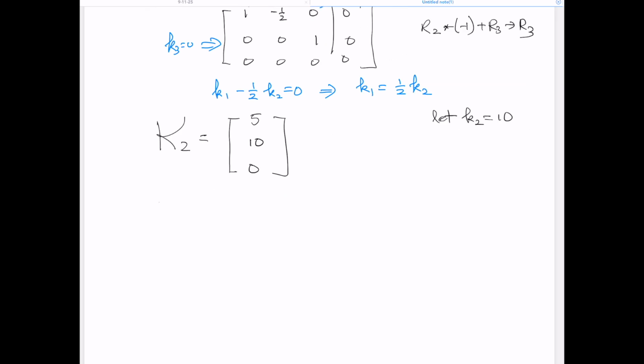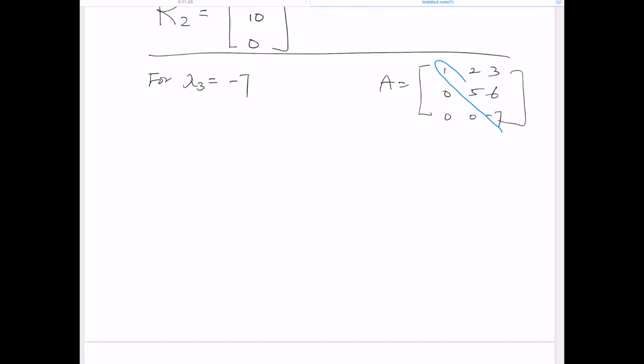So the last one for our lambda 3 is negative 7. And then I'm going to write a vector again here. Diagonal way, we're going to subtract 7. 1 minus minus 7, which is 8. 2, 3, 0. 5 minus minus 7, 12, 6. And 0, 0, minus 7 minus minus 7, which is 0. And we have zeros here.